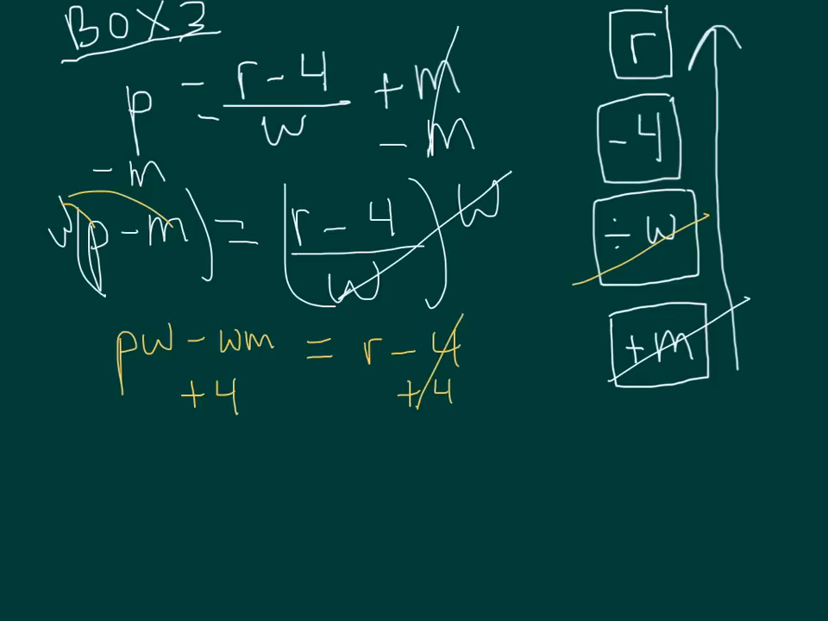Alright, and these two cancel out. And I'm going to switch everything around here like I usually do. We're left with R equals PW minus WM plus 4. So that's that top equation solved for R. You can't combine anything else because there's no like terms here or anything else I can add up together. So that would be my final answer.